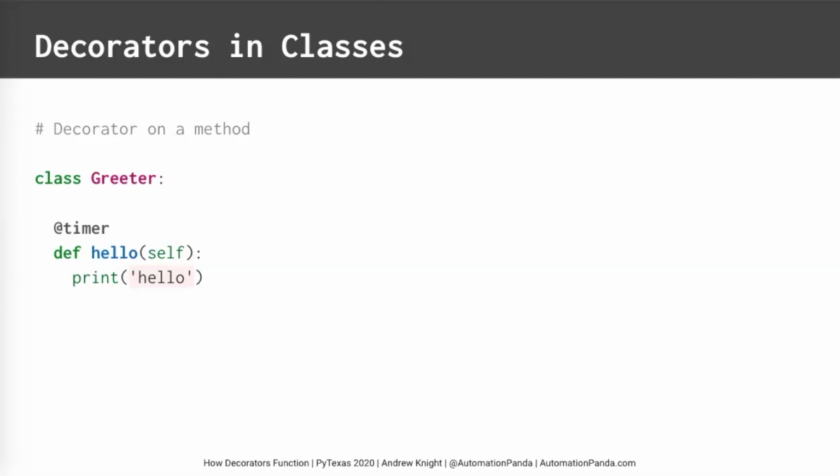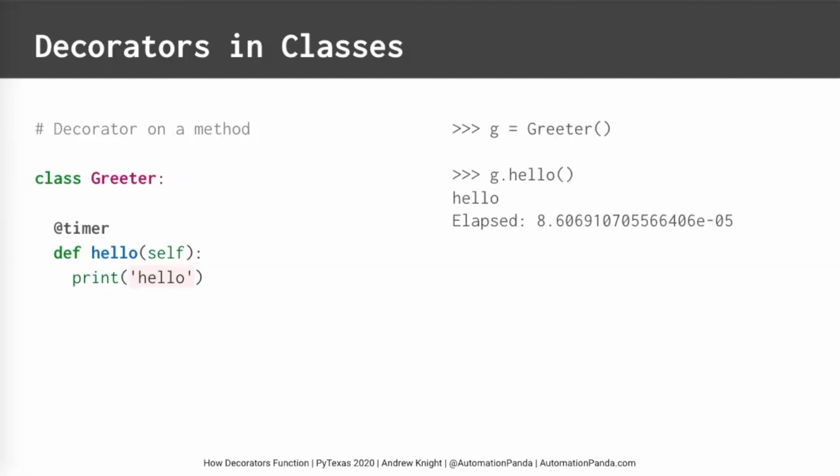Decorators can be used in classes. Here, the timer decorator is applied to this hello method. As long as parameters and return values are set up correctly, decorators can be applied equally to functions as well as methods.